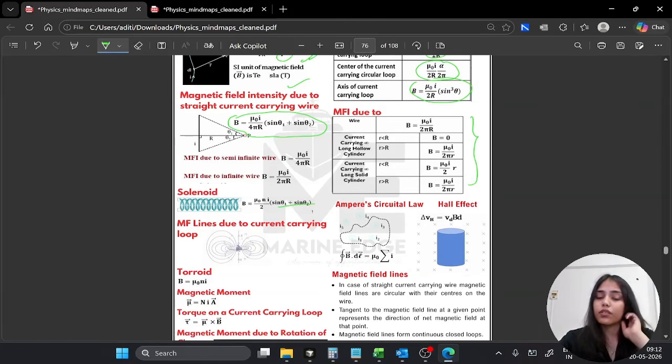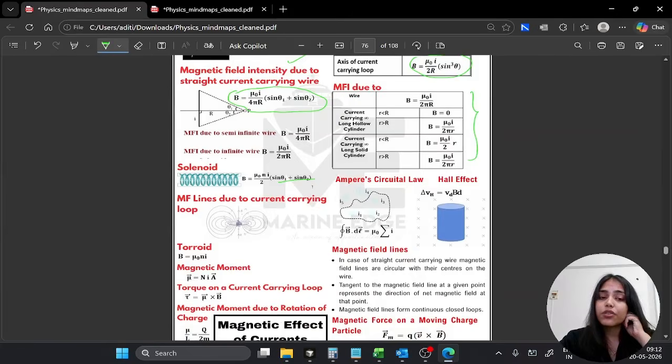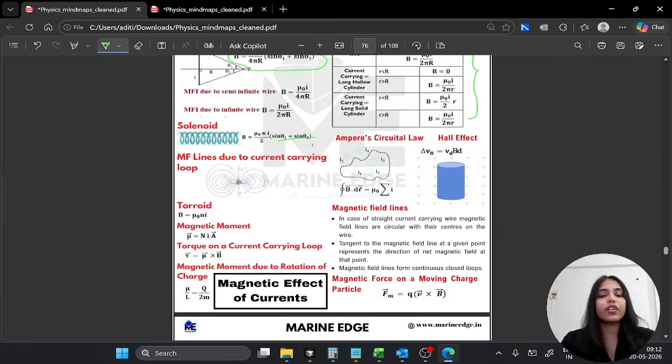Now, next we have magnetic field due to a current carrying loop that we already saw. This is how the image of it will look if we draw imaginary magnetic field lines around it. Next, we have a toroid. A toroid is a circular object like this, around which the current carrying conductor is wrapped. So, the magnetic field due to a toroid is mu naught Ni, and magnetic moment is equal to Nia.